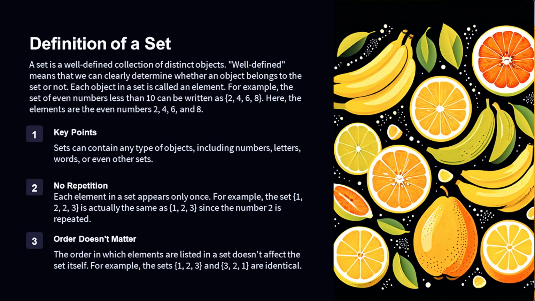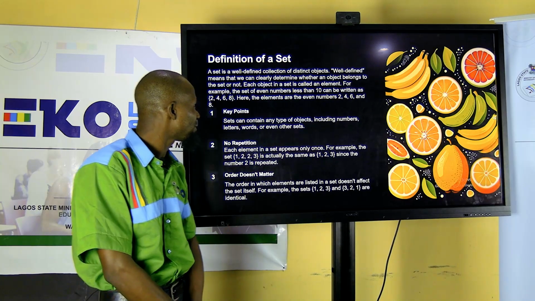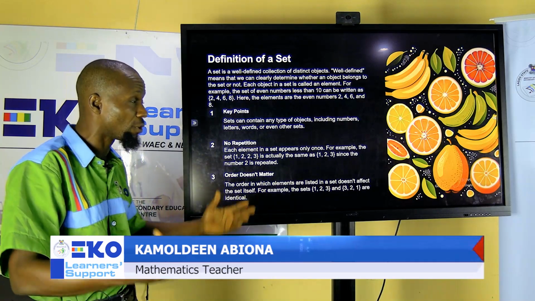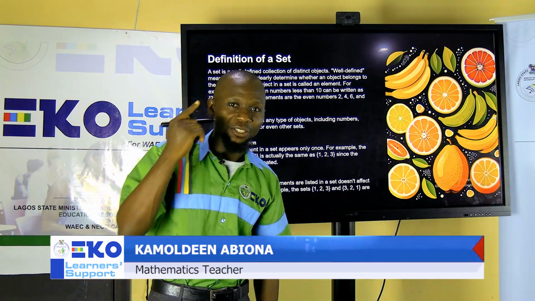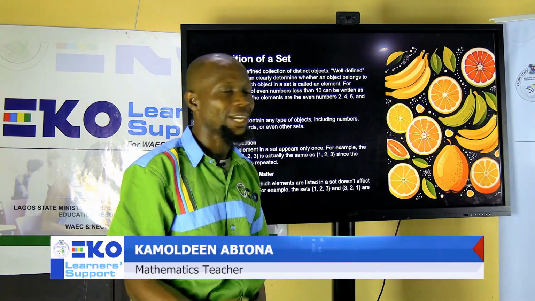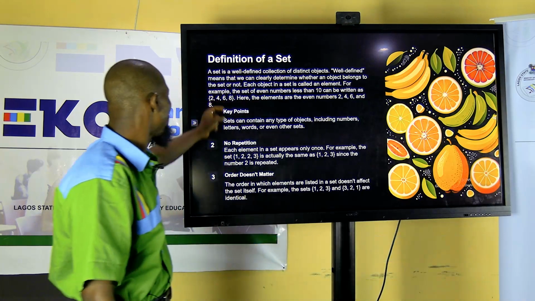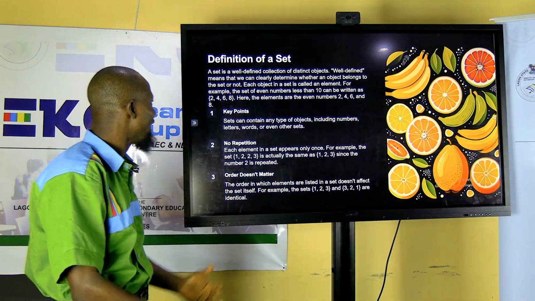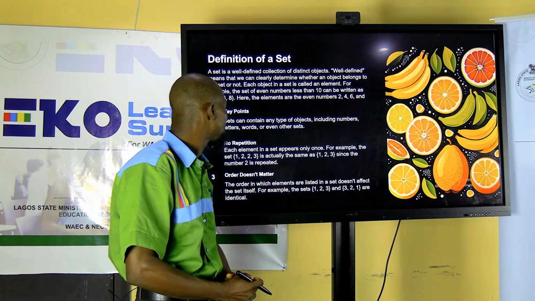So I have some sets here. Set of even numbers less than 10. What are the set of even numbers less than 10? Even numbers, can you remember? Numbers that are divisible by 2. So we have 2, 4, 6, 8 as elements in that particular set.